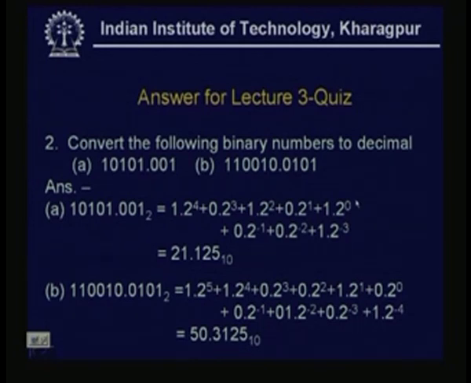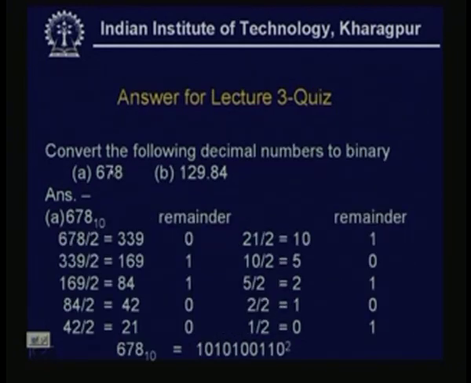The third question was to convert the decimal numbers to binary. The first one was 678 in decimal. In this case we will divide by 2, as we want the number converted to the binary system where the radix is 2. This will be a repeated division, and we accumulate the remainders. 678 divided by 2, the remainder is 0. For the second division, the remainder is 1. Similarly, we get these remainders.